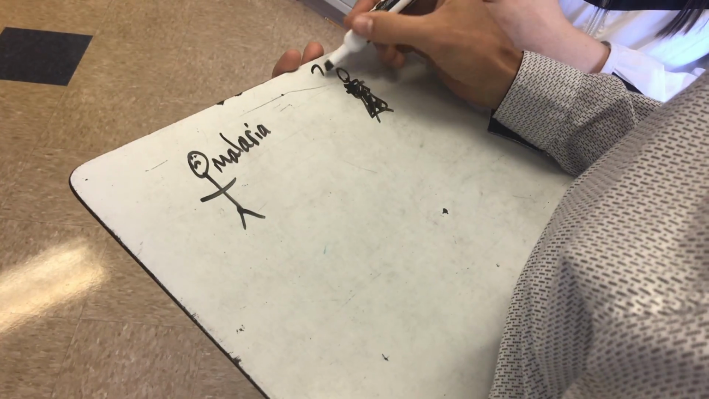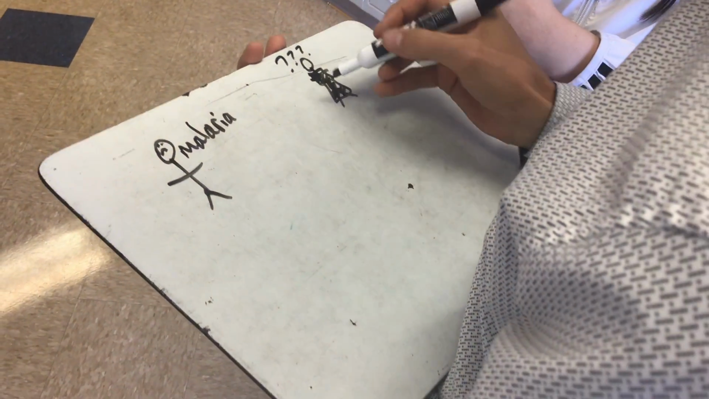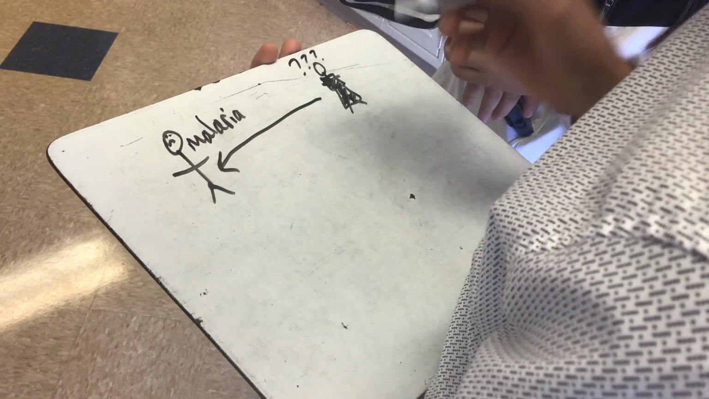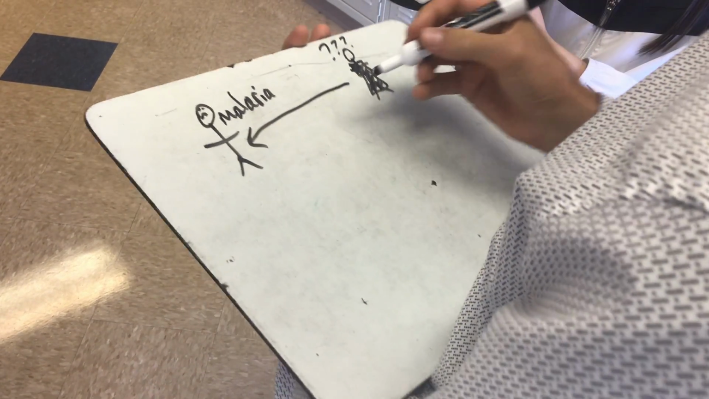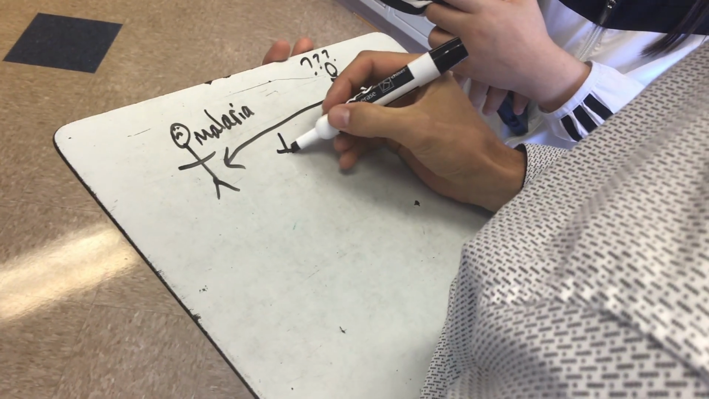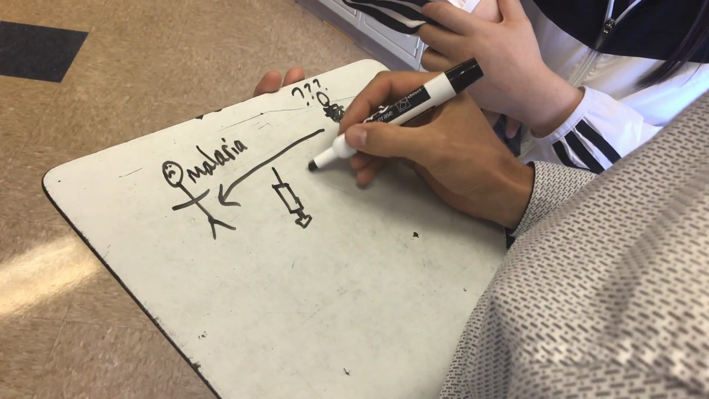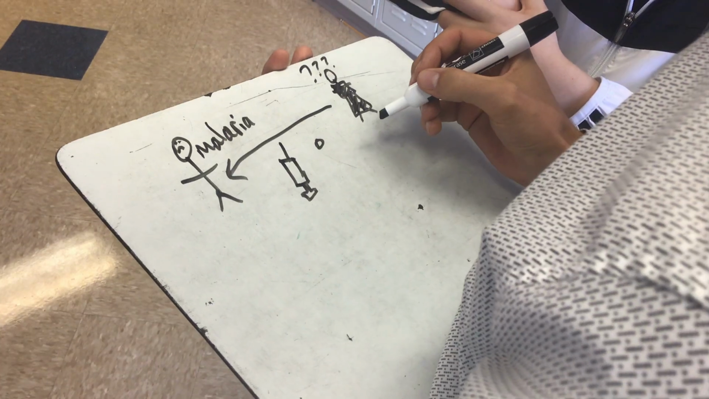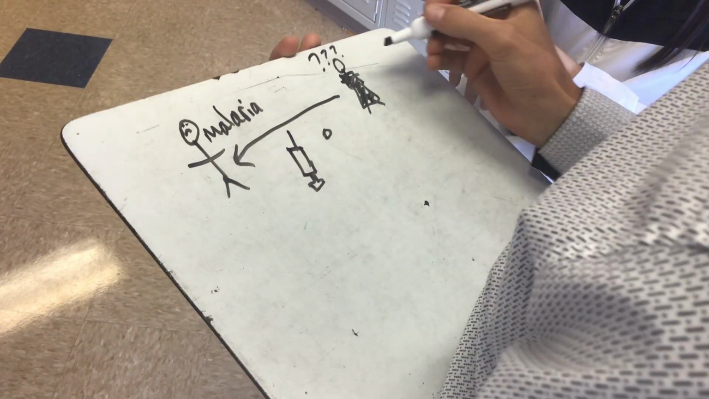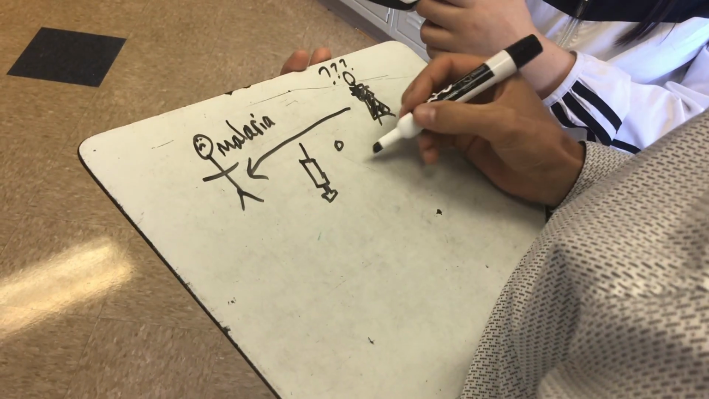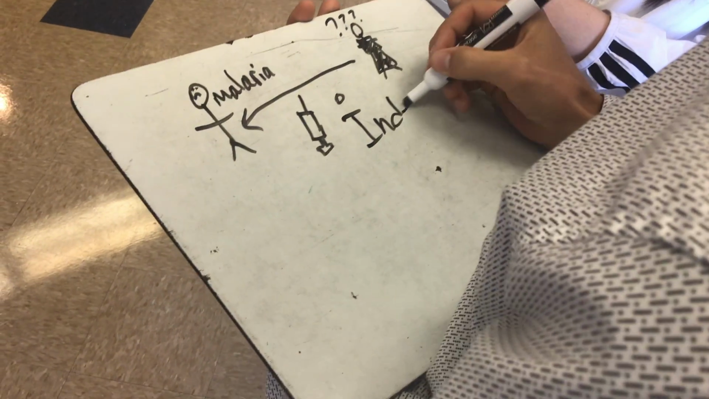And you're trying to figure out, how do I get rid of malaria? So you're going to do something to this person to try to get rid of their malaria. So maybe you give them a shot. That's a bad shot. Or maybe you would give them a pill, or there's a bunch of different stuff you can do. So the thing that you do to that person, that's the independent variable, okay?